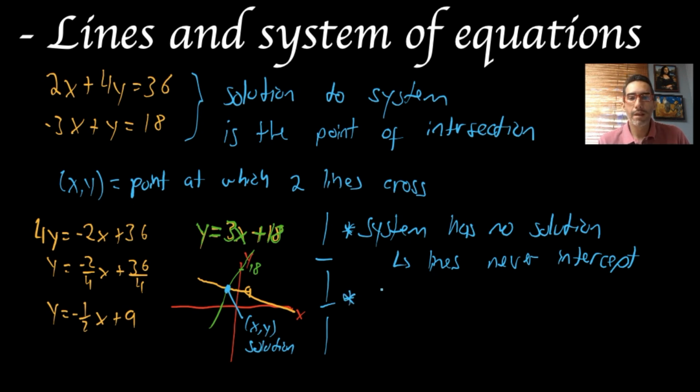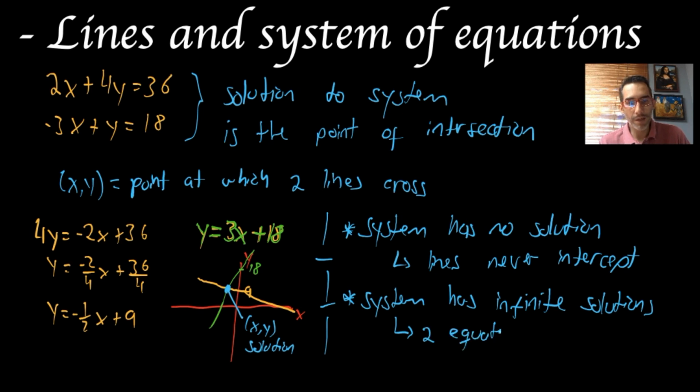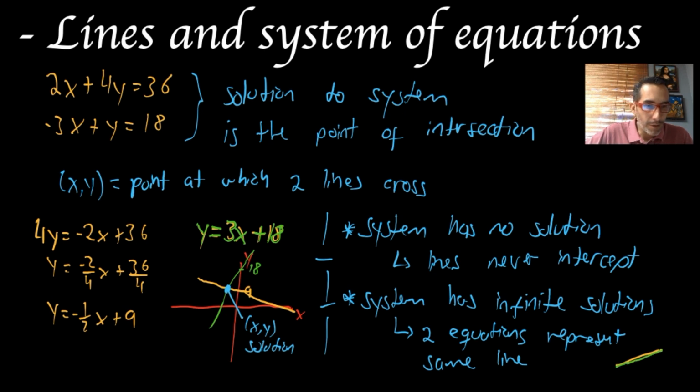It can also be that the system has infinite solutions. What does it mean if the system has infinite solutions? Basically, the two equations we might be dealing with represent the exact same line. If I draw one equation, one line, and then I draw the other one, they overlap, like the second line is basically on top. So the lines intersect at infinite points. That means that the system of equations has infinite solutions.